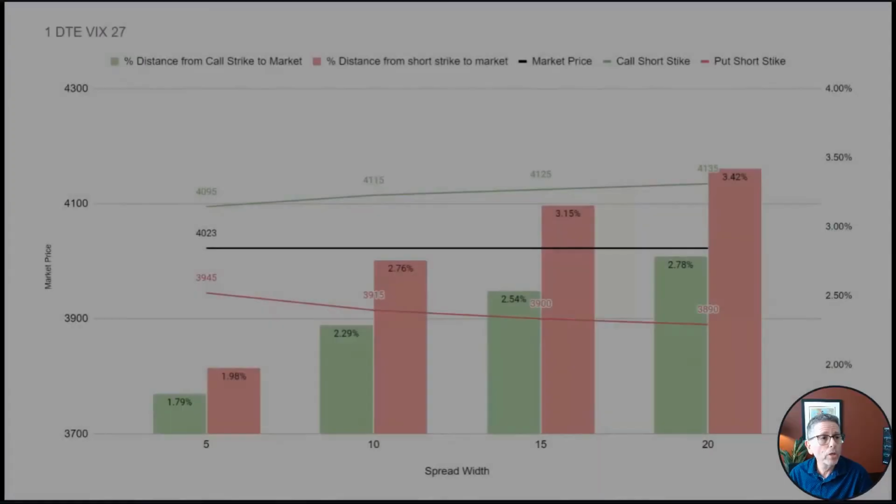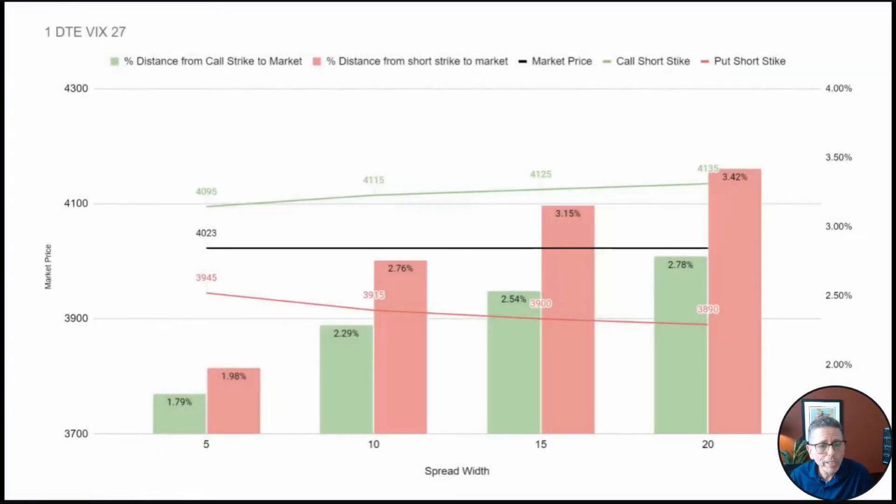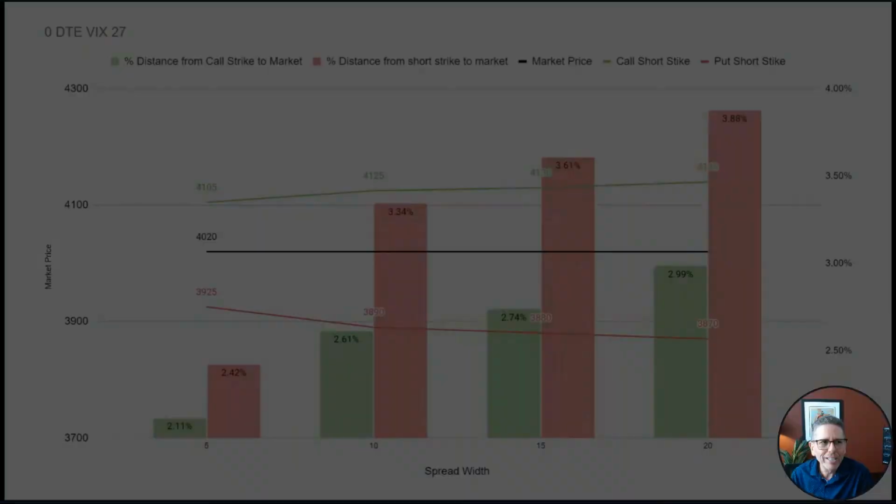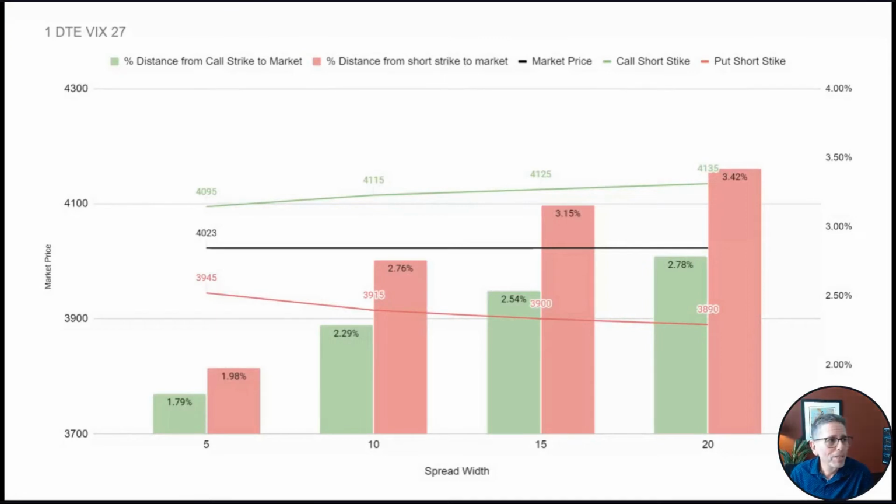Now we're going to look at 1 DTE. So 1 DTE compared at 27 VIX, compared to 0 DTE. Can you tell? The distance from 1 DTE to 7 DTE is actually greater on 0 DTE. So you get a better return on 0 DTE than you do on 1 DTE. That's why I also trade 1 DTE in the afternoon. It gets closer to 0 DTE, and that's really the best time to put that 1 DTE on.